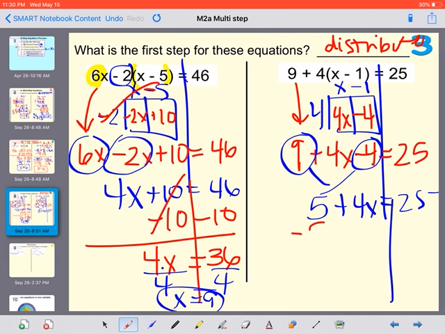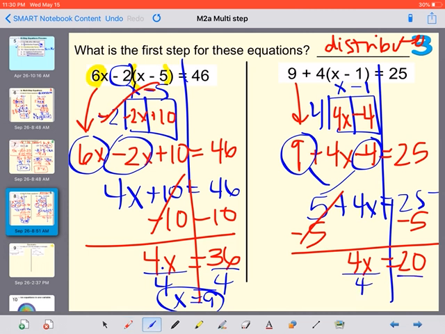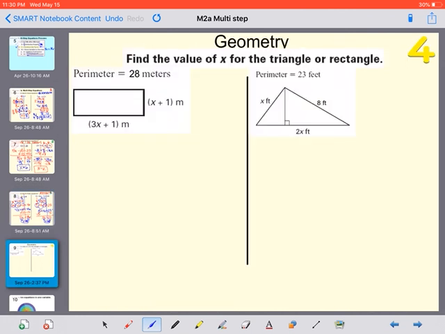To get rid of adding and subtracting, I'm going to subtract 5. 25 minus 5 is 20. And then divide by 4. 20 divided by 4 is 5. And I know I'm going a little bit quick, but just please make sure to pause the video, go back, whatever you need to do to be successful.